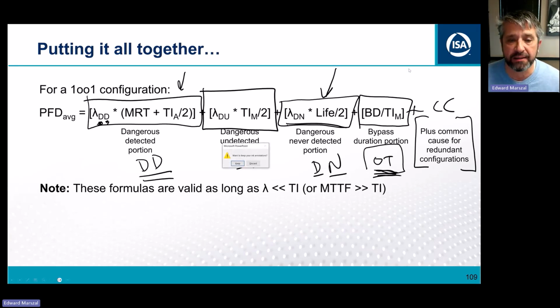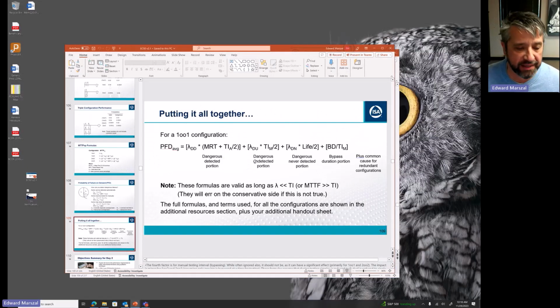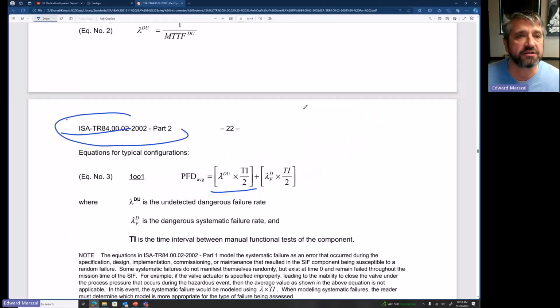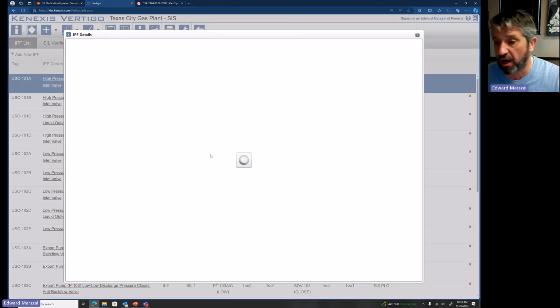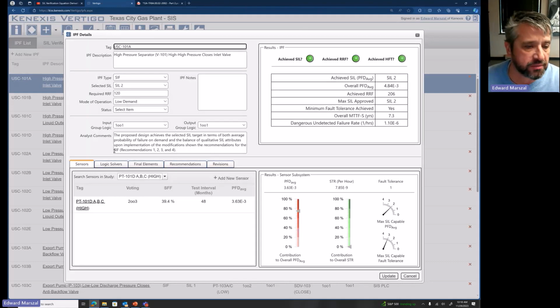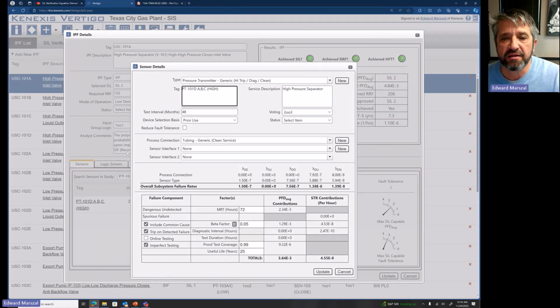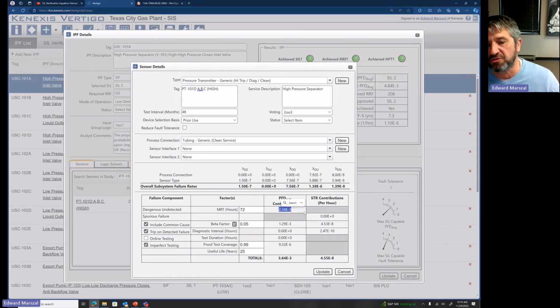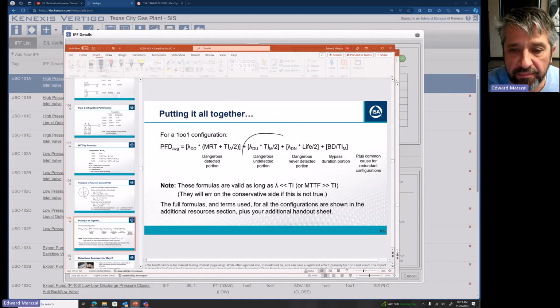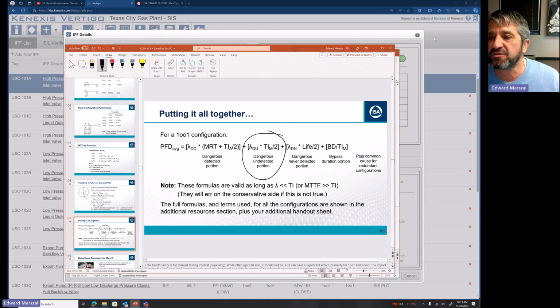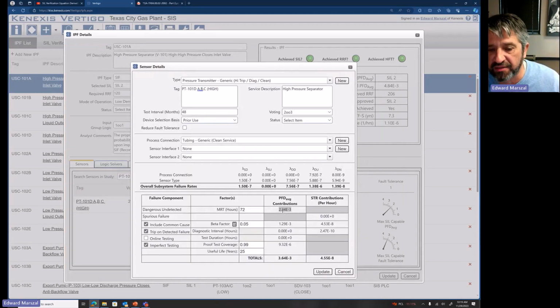So if I go back, discard my ink annotations. If I go back to Vertigo now and look at this worksheet on an instrument by instrument basis, you'll see that all of the terms are going to show up. So this first term that you see in Vertigo is that DU term. So kind of flipping back and forth, it is this DU term here. So that DU term is the one that's getting calculated in that slot there.